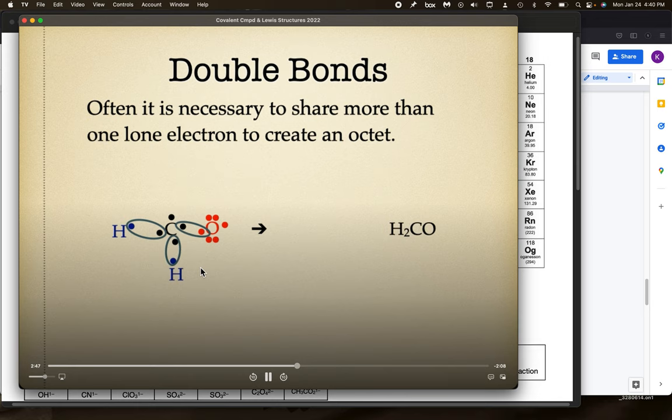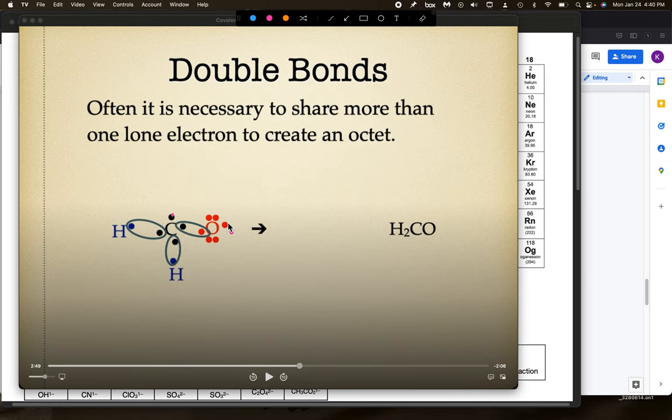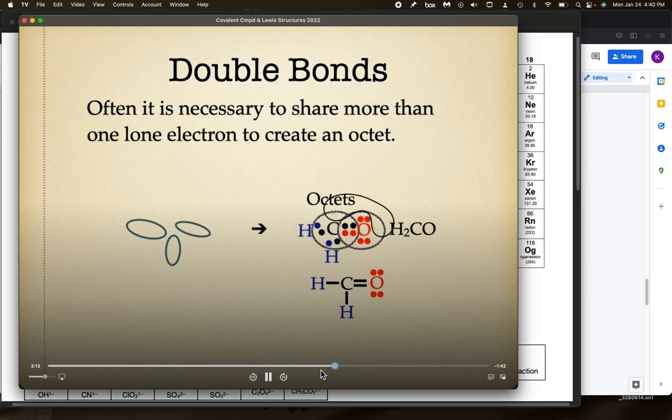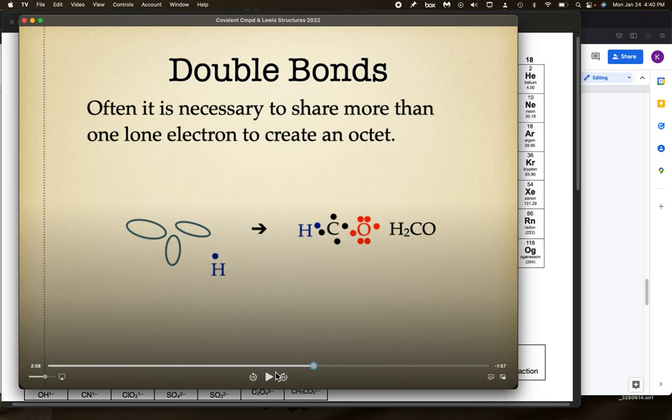So here we go. We put those all together. And there's a problem here that you can see. I still have a single electron here, and I still have a single electron here. So what I could do is bond these now. When you put it together, you can see that there are lone electrons.